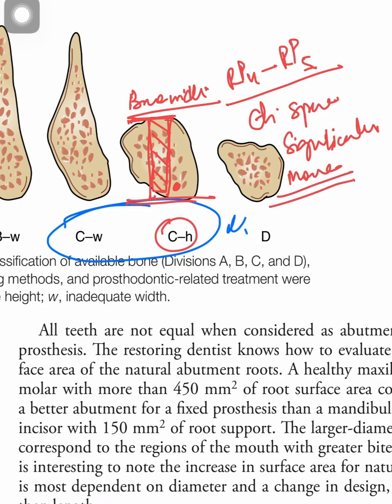So, in such scenarios, the implant placement is not an issue. You can definitely place an implant, but the prosthesis that you have to deliver would be a removable one. Fixed prosthesis, it would be a disaster.